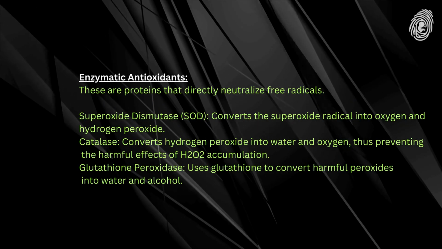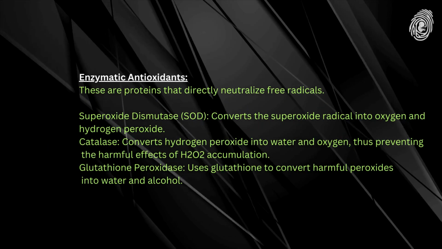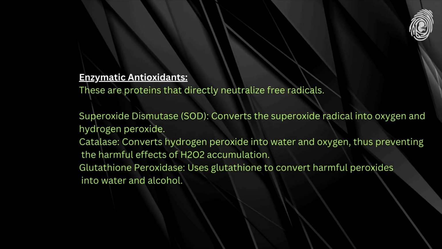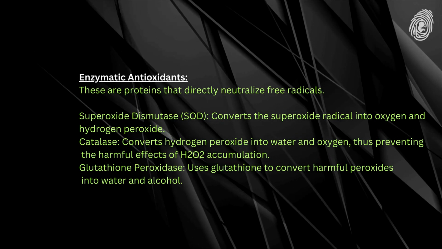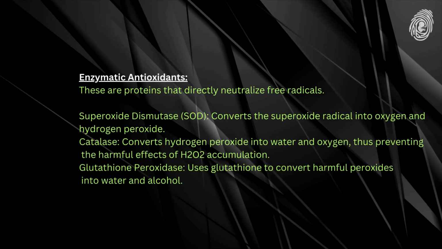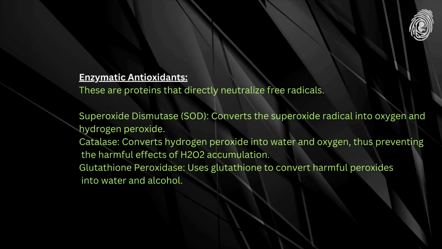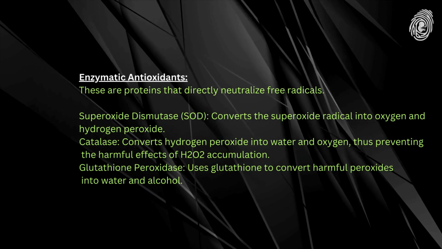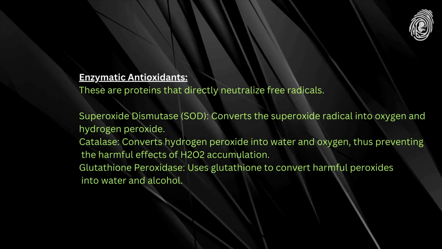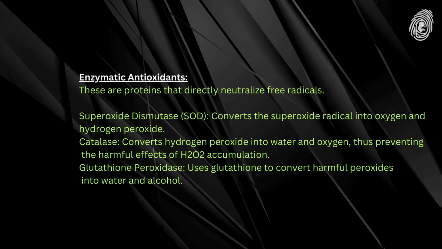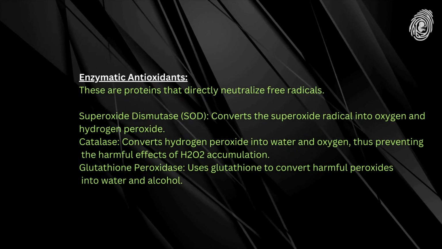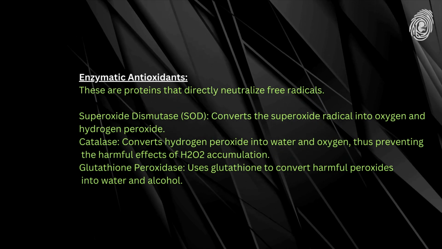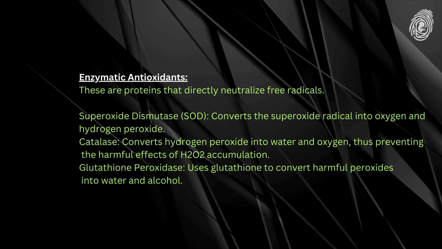Enzymatic antioxidants. These are proteins that directly neutralize free radicals. Superoxide dismutase, SOD, converts the superoxide radical into oxygen and hydrogen peroxide. Catalase converts hydrogen peroxide into water and oxygen, thus preventing the harmful effects of H2O2 accumulation. Glutathione peroxidase uses glutathione to convert harmful peroxides into water and alcohol.